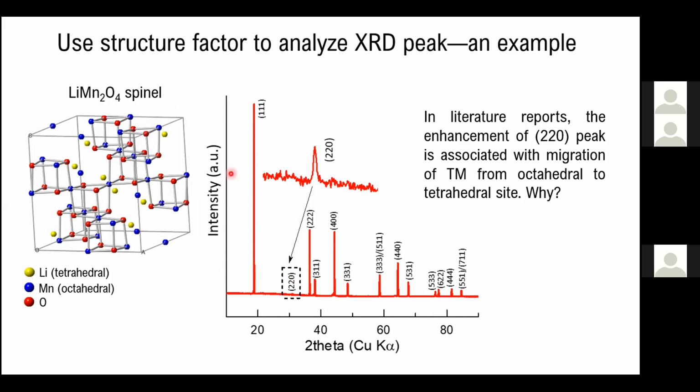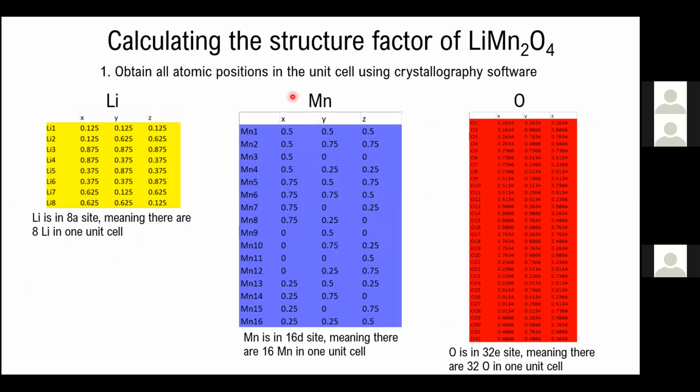So you can already apply the knowledge we learned to really look at this pattern. Okay, back to this intensity, 220. So why does the increase of 220 mean the migration of transition metal, right? We can actually do the calculation. I hope we are not intimidated by their long list. This can be very simple to do.